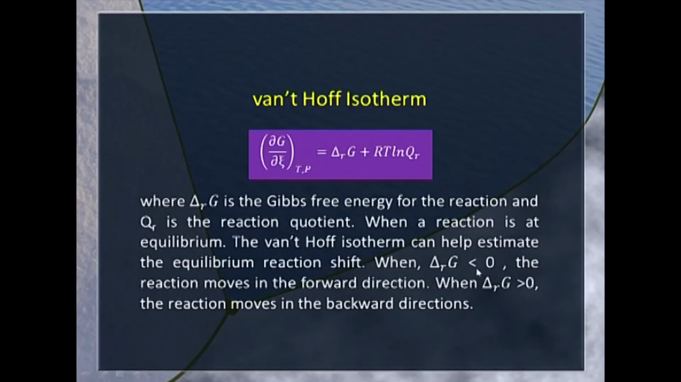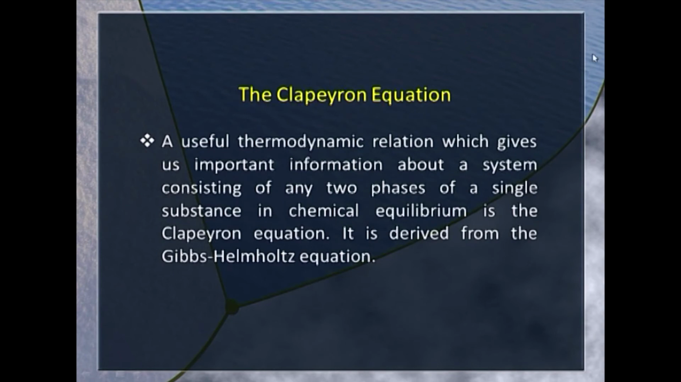When ΔrG is less than 0, the reaction moves in the forward direction. When ΔrG is greater than 0, the reaction moves in the backward direction. One of the most important equations we have for a two phase single component system is the Clapeyron equation, and it was also developed by Clausius independently. So, in some cases they are known as the Clausius-Clapeyron equation, and we can use the Gibbs-Helmholtz equation to derive it.